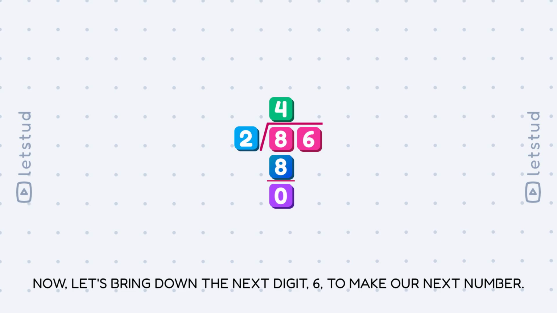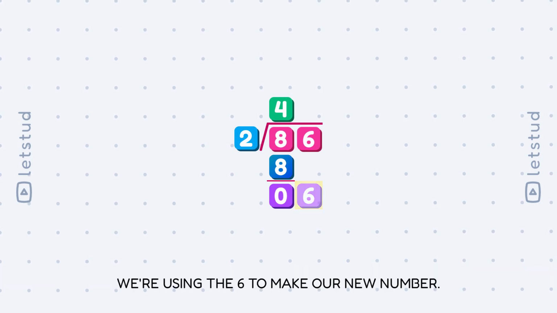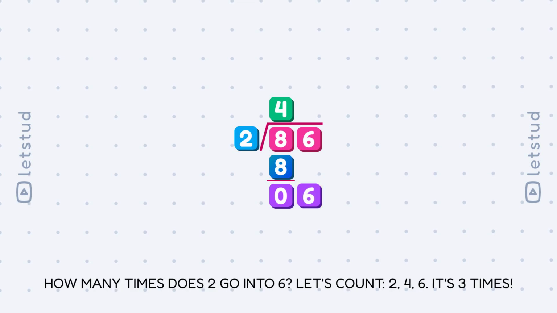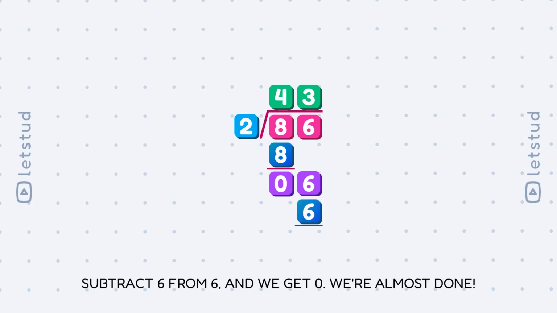Now let's bring down the next digit, 6, to make our next number. We've got 0 from before, and we brought down the 6. Now we have 6. We're using the 6 to make our new number. How many times does 2 get into 6? Let's count: 2, 4, 6. It's 3 times. Let's multiply. 3 times 2 equals 6. Subtract 6 from 6, and we get 0.